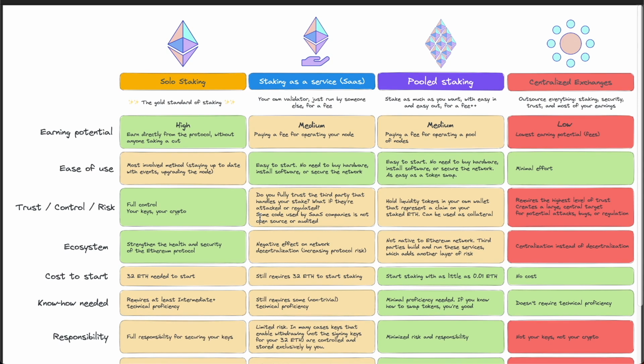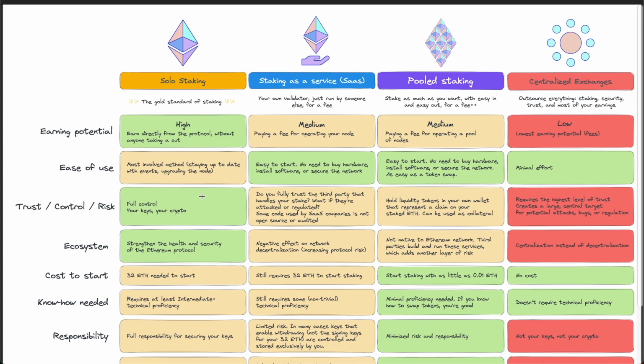Now, how easy is it to use each of those options? Solo staking is definitely the most involved method. You need the most to do in order to start solo staking. You need your own hardware, you need to install the system there, you need to run your Ethereum node, your validator, so that definitely is not the easiest one. Staking as a service is easier to start. There's no need to buy hardware or install any software or secure your network, but it's still non-trivial.